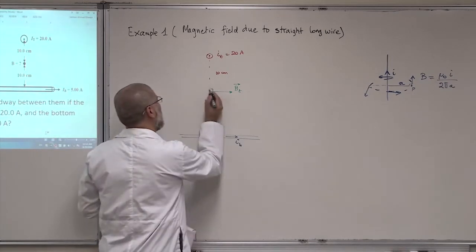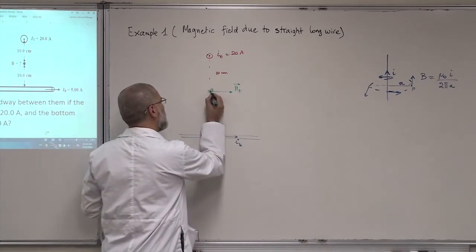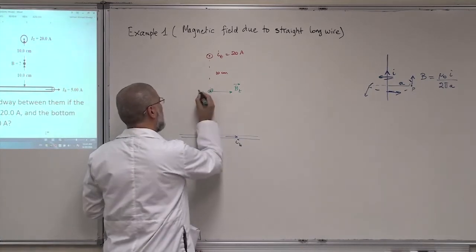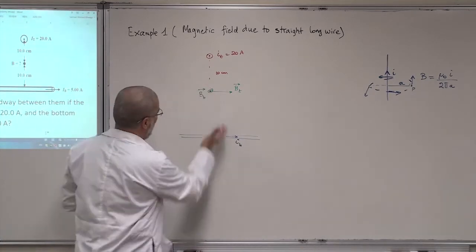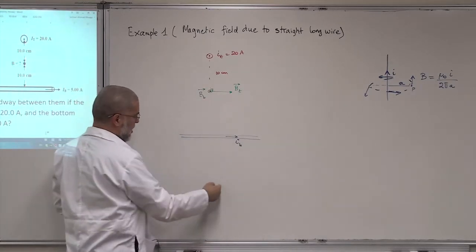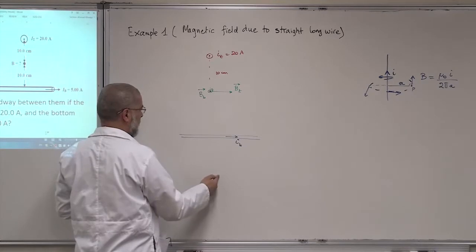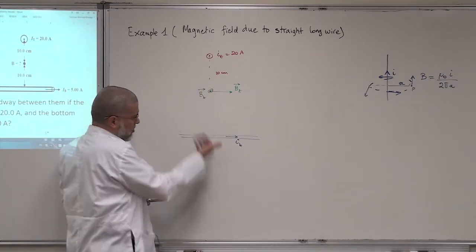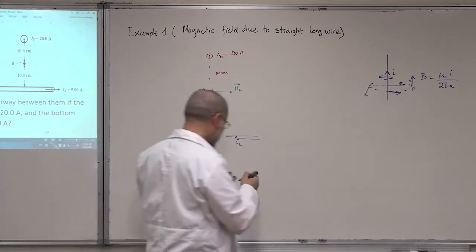Let me draw it here like this. B bottom. It will be coming out. At this point, it will be going down. Here, on this side, it will be going in. And so on, so that it rotates. You see, it rotates around the wire itself.